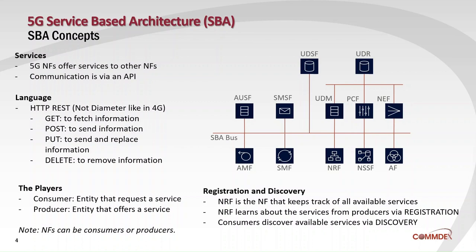Unlike 4G, where the operator needs to handle the provisioning of all the point-to-point reference points, the service-based architecture in 5G makes the process automatic. In other words, the point-to-point network architecture is developed based on the result of the service-based architecture procedures. The NRF learns about the services from the producers via the registration procedure, and consumers discover available services via the discovery procedure. The language used for these procedures is based on HTTP REST commands.